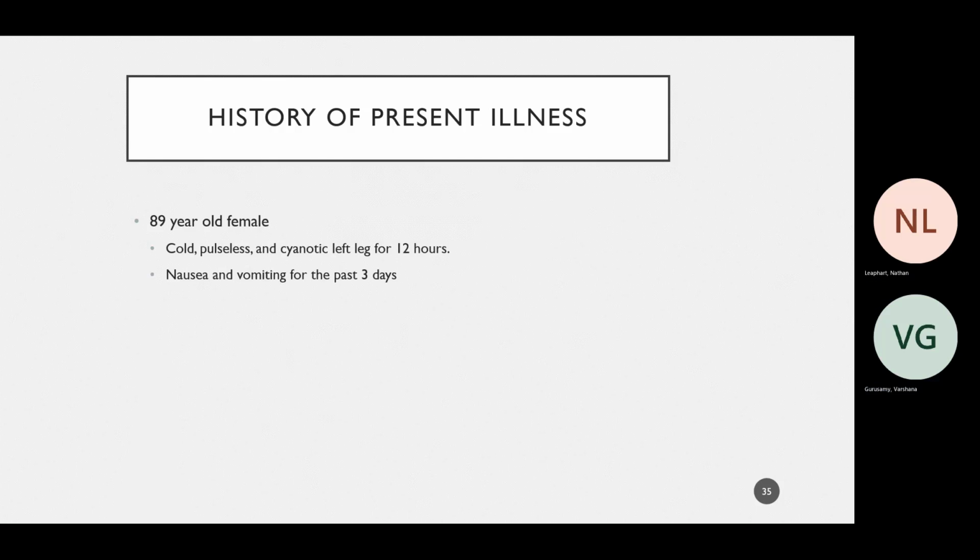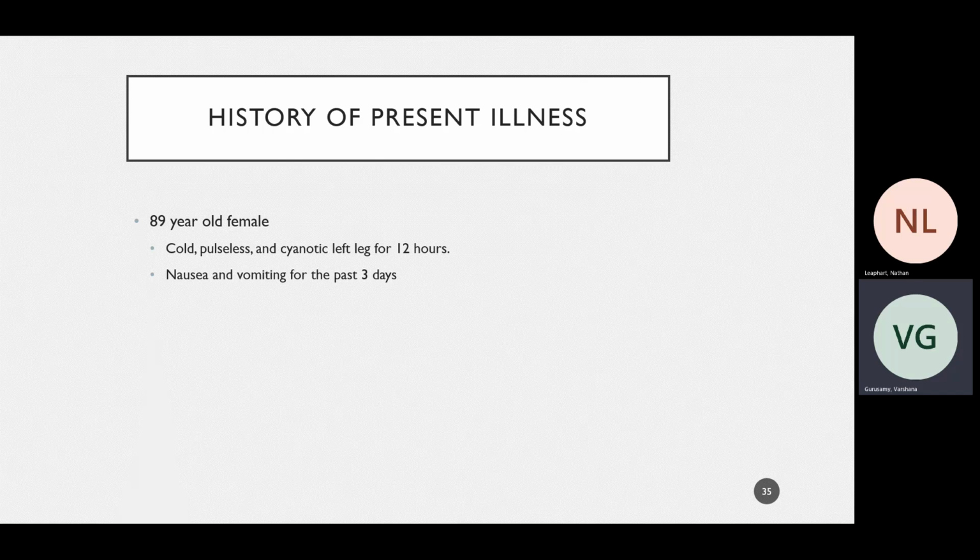Okay, so this is a case that I saw, I think it was August of my fellowship year, so I was really early. It was an 89-year-old. She came in with this cold, pulseless, cyanotic leg. So what are you guys thinking about here, maybe? Thinking about something chronic or acute?